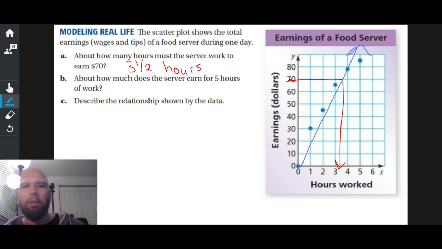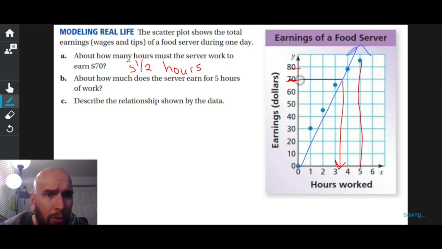That's embarrassing. About how much does the server earn in 5 hours? All right, well, 5 hours is a little over 80, and it looks like each of these marks go by 10, so we'll say 85, because it's right there in the middle.